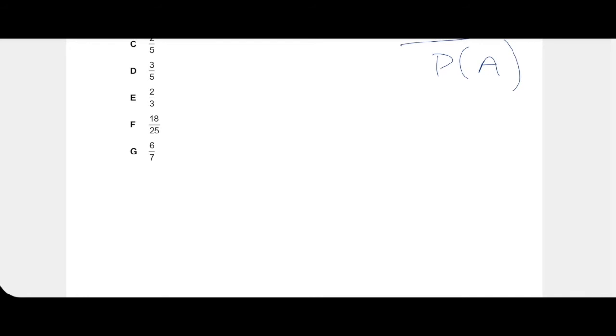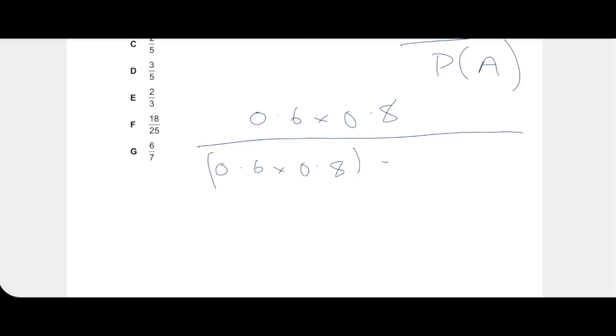So now I'm going to substitute my values in, so 0.6 times 0.8 over 0.6 times 0.8 plus 0.4 times 0.6. That is equal to 0.48 divided by 0.72.